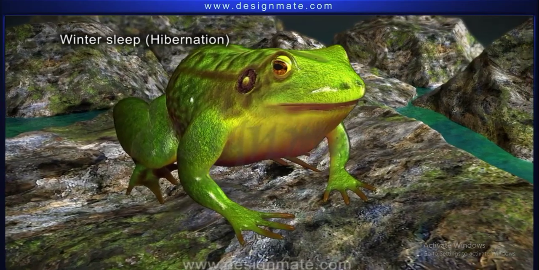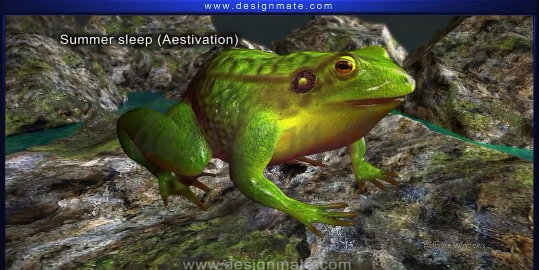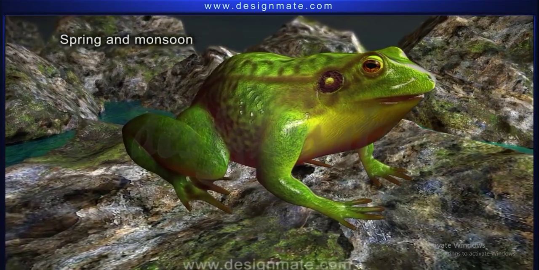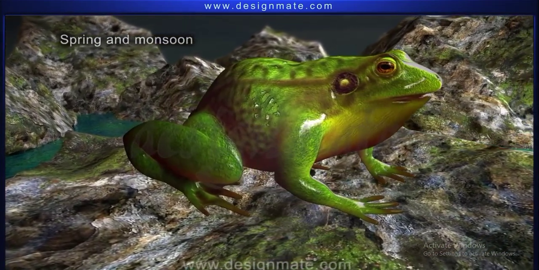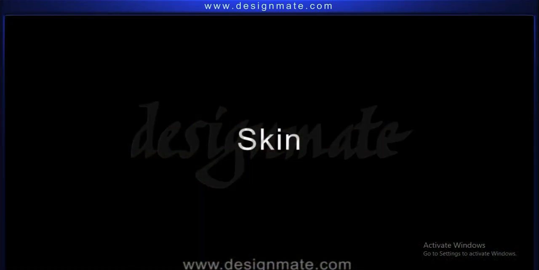The long winter sleep of the frog is known as hibernation, while its summer sleep is known as estivation. It is during spring and monsoon that it leads an active life on land as well as in water.